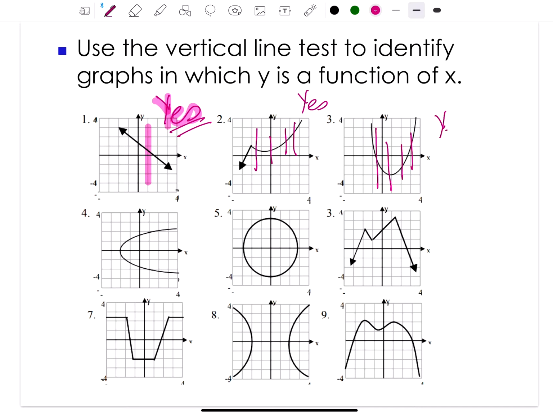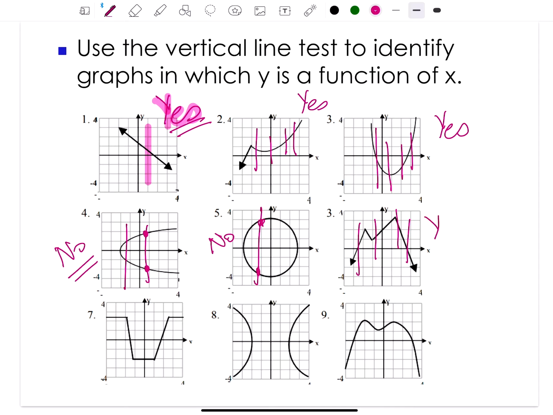Also, we can do a vertical line test, and at any time my pencil is not going to be touching the graph at more than 1 point. And number 4 is going to actually fail because my pencil is touching the graph at 2 different points. 5 is also not a function.